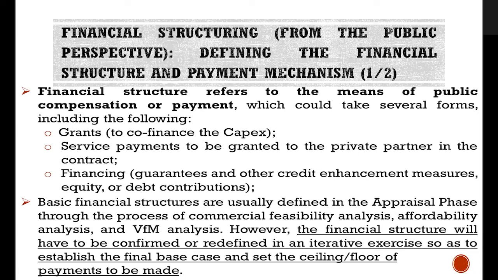So basic financial structures are usually defined at the appraisal stage, but at this stage of structuring and tendering, more rigor is applied. As we progress, this whole effort gets deeper. The earlier stages were for screening and gradual narrowing down.